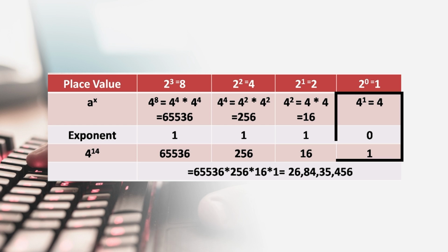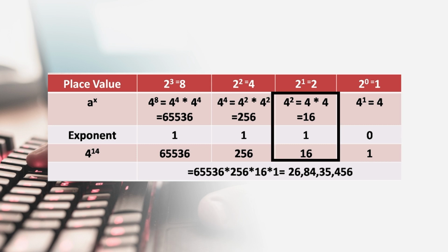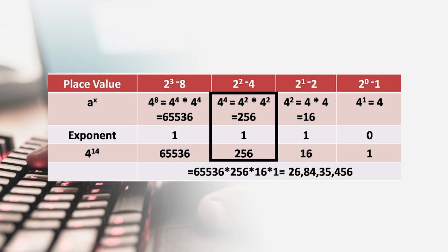So 4 to the power 1, exponent is 0. So what will we take? Just the value 1. Okay. Next, if it is 4 to the power 2, it was 16. And now it contains 1 as far as exponent is concerned. So 1 into 16 is 16. In the next case also, what you are getting is 4 to the power 2. Next, 4 to the power 4. Next, 4 to the power 8. And since the first digit was 0, we will just use 1.